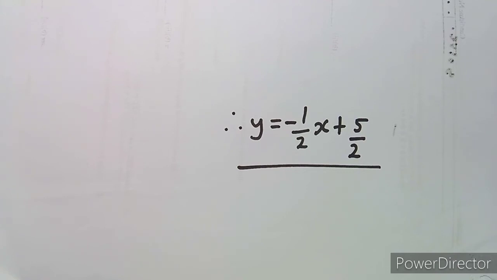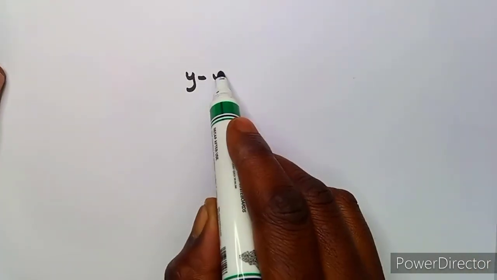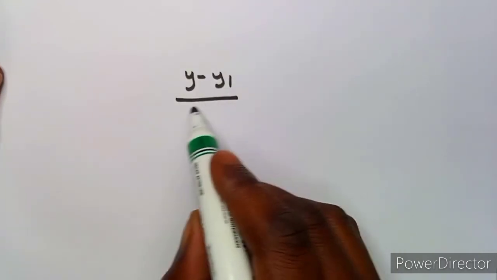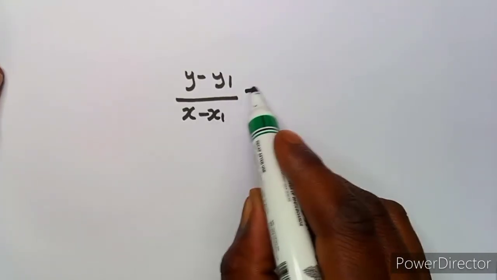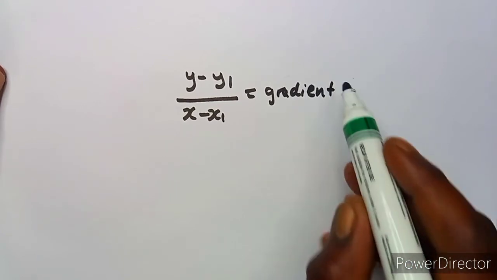Okay, so what is the second way that I could have used? Most of you guys, you were taught this method, so I'm just going to explain it. Maybe it can be an advantage to you. You were taught that to find the equation of a straight line, you use this formula: y minus y1 over x minus x1 is equal to the gradient. Yes, you can use this one. It's still one and the same thing.